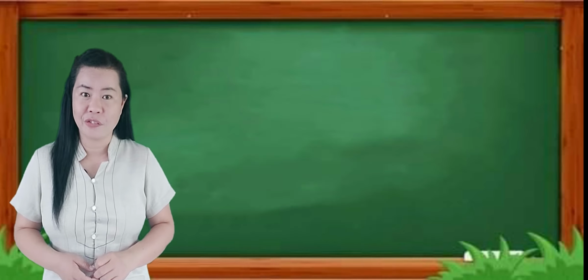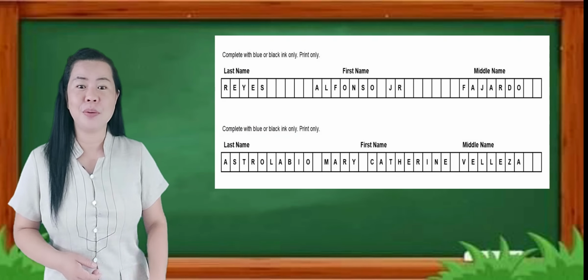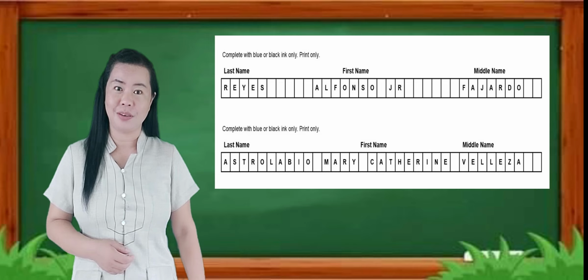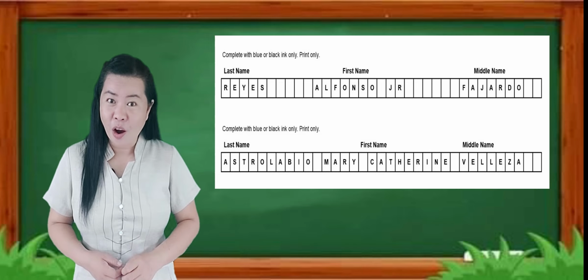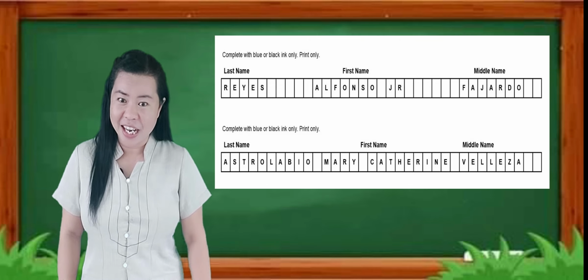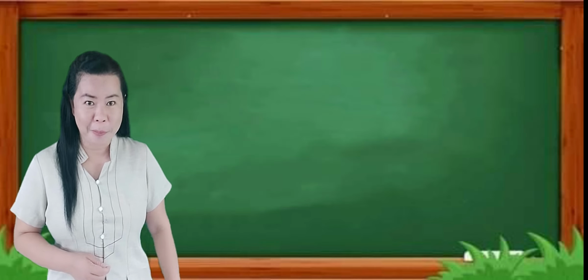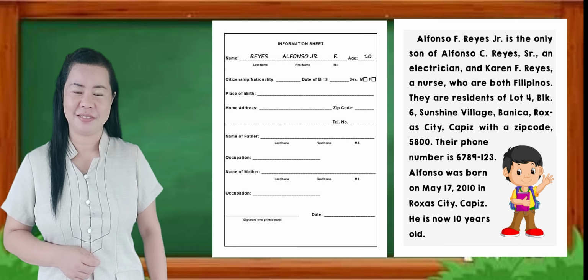There are forms where fields are boxed, just like this. Remember to put one letter for every box. If your name is long, leave only one box after every name to serve as space. Now, let's go back to the information sheet.